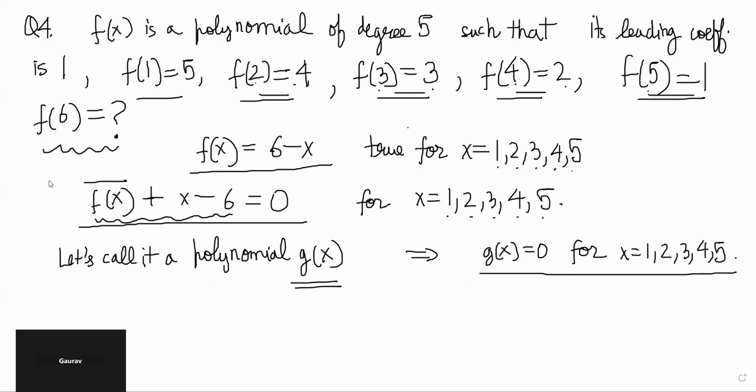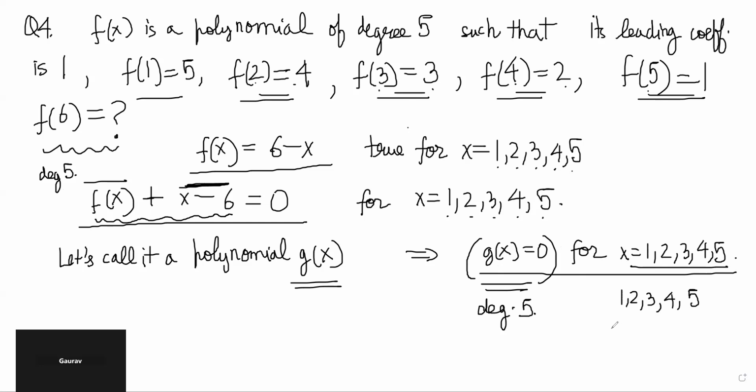Notice that f of x was a degree 5 polynomial and x minus 6 is degree 1. So when you add two polynomials, the final polynomial will also be degree 5, right? So now we know that g of x is a degree 5 polynomial which is equal to 0 for 5 values. So obviously 1, 2, 3, 4, 5 are the 5 roots of g of x, right?